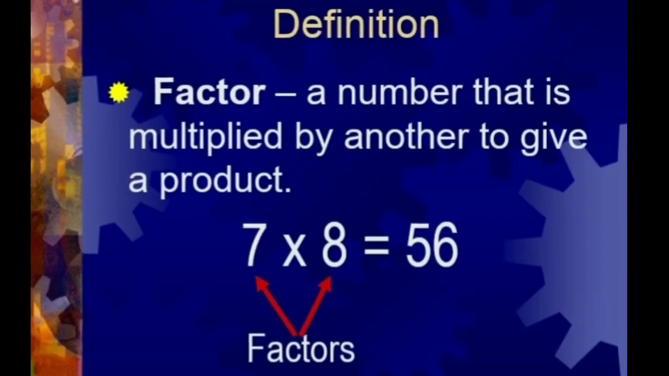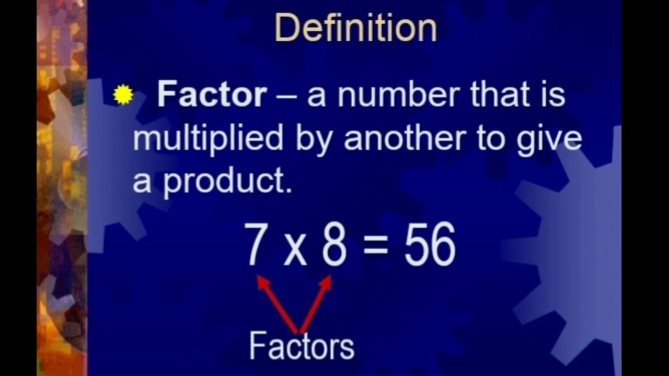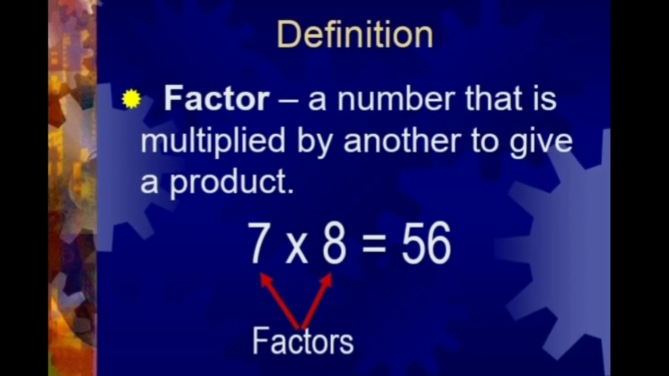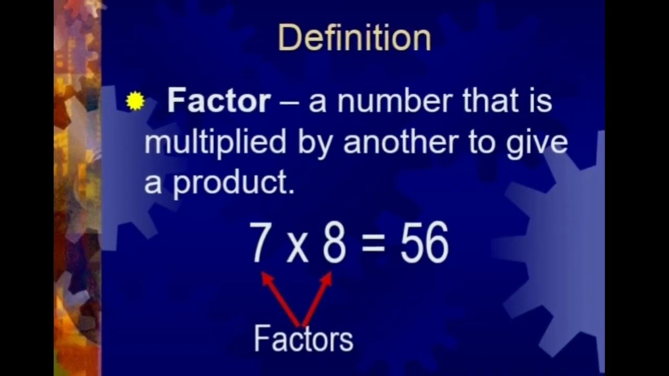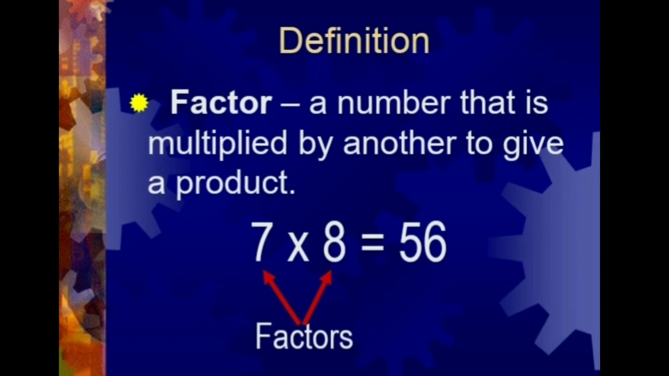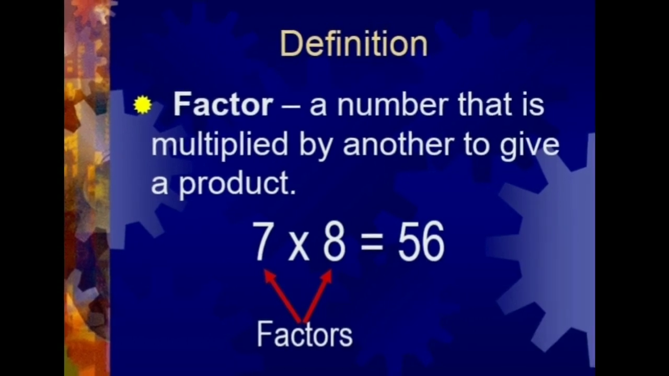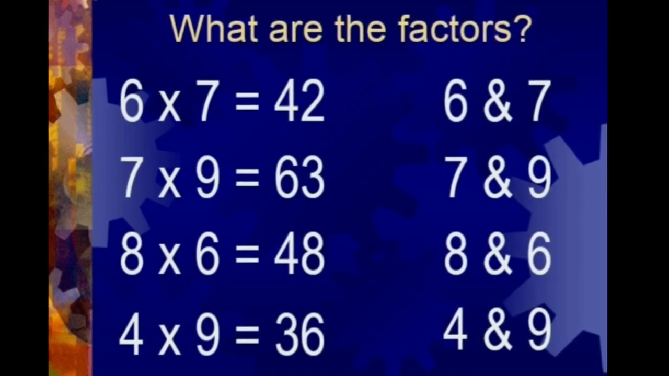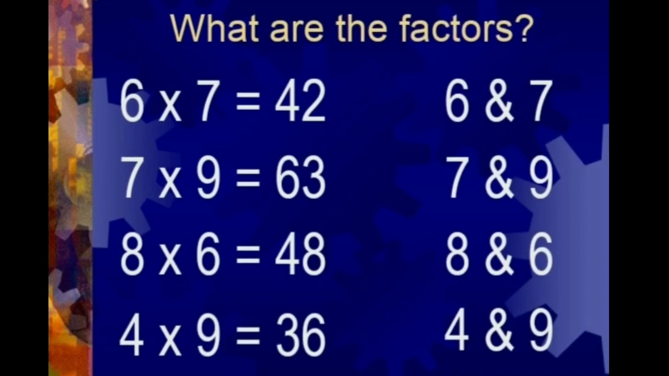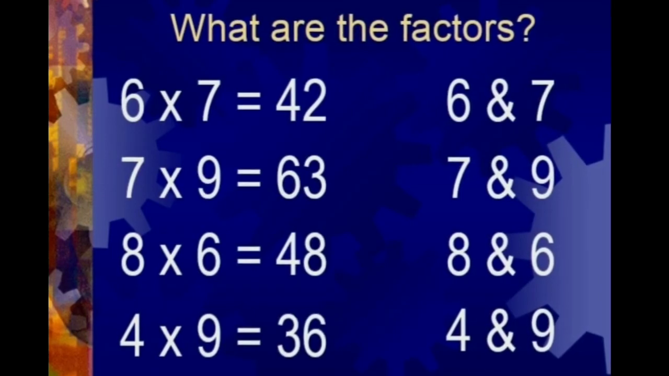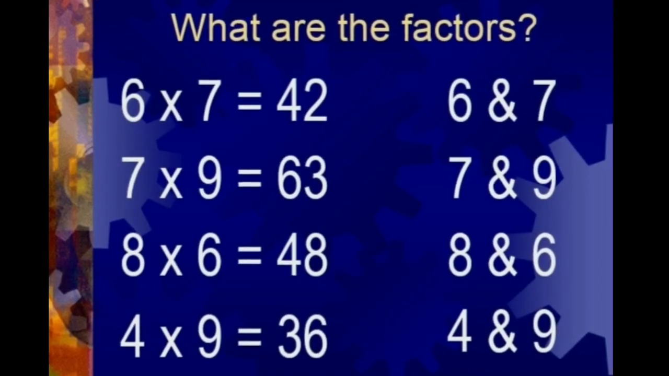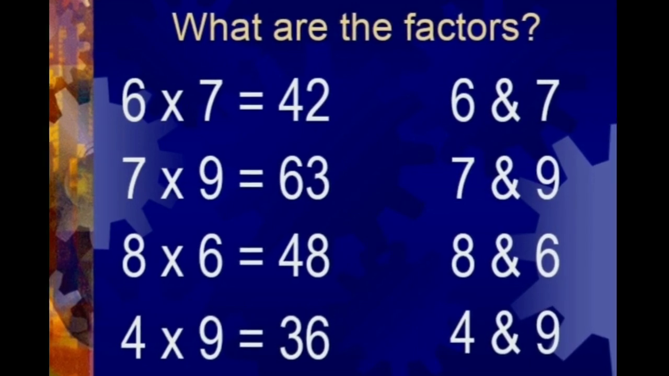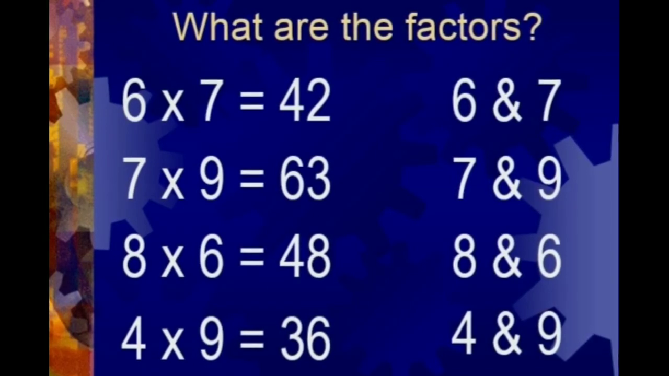If we talk about the definition in terms of multiplication, we can define the factors as the number that is multiplied by another to give a product. For example, 7 into 8 is equal to 56. So 7 and 8 are the factors of 56. Similarly, we have gone through various examples like 6 into 7 is equal to 42. So 6 and 7 are the factors of 42. 7 into 9 is equal to 63. So 7 and 9 are the factors of 63. 8 into 6 is equal to 48. So 8 and 6 are the factors of 48. And 4 into 9 is equal to 36. So 4 and 9 are the factors of 36.